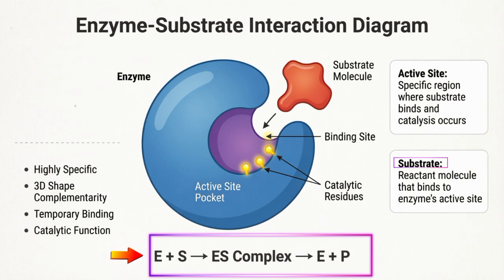Crucial point. Look at the enzyme at the end. The enzyme is released unchanged. It is ready to grab another substrate immediately. One enzyme can process millions of substrate molecules.